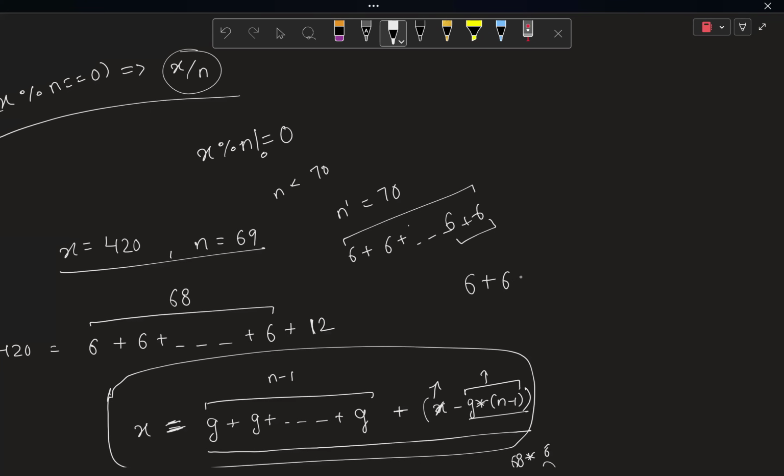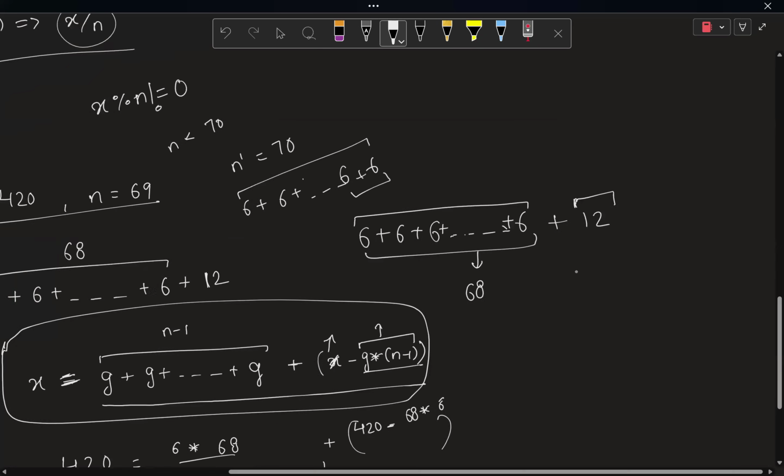So I will have 6 coming up 68 number of times, and I will have a 12 at the end, such that the sum would be equal to 420. All these elements are equal to 6, and this one is nothing but a multiple of 6 because I have just clubbed up a few elements from the end. So the GCD will remain the same, right?